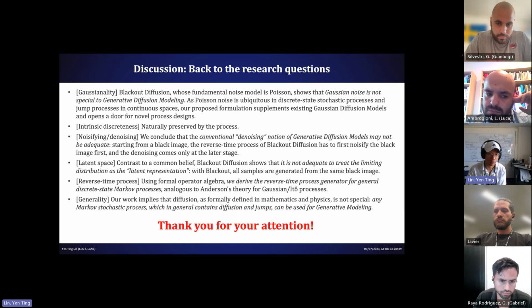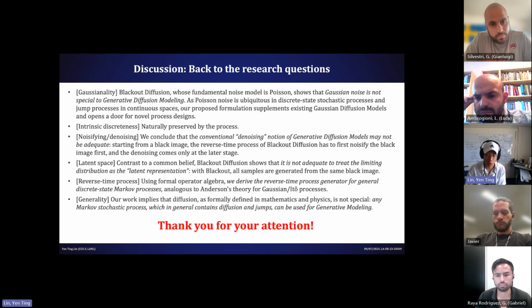Now, there's this noisifying, denoising idea, and for this special case of blackout diffusion, I hope that I convinced you that the typical way of thinking that the neural net is learning how to denoise only is probably not the best notion. That at least for this process, the neural net learns also how to noisify the black image initially and generate seeds for generating the final image.